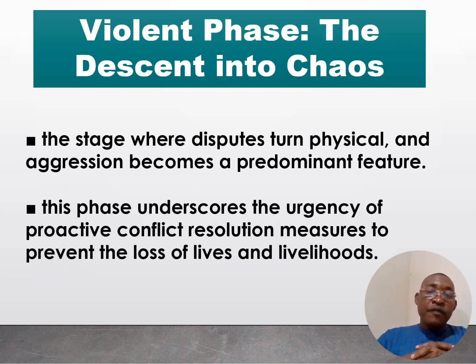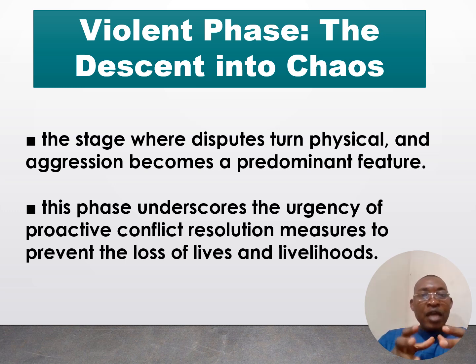The next stage is the violent phase. That is, at the manifest stage, when conflict has manifested and people have known that there is conflict and it has not been checked, it will now move to the violent phase. This is the stage where disputes turn physical. Aggression becomes a predominant feature in the conflict. Violence, whether on an interpersonal or a societal level, brings devastating consequences.